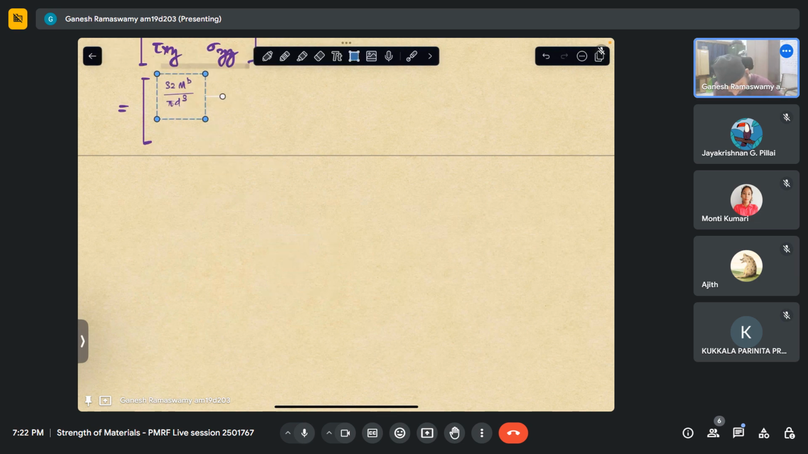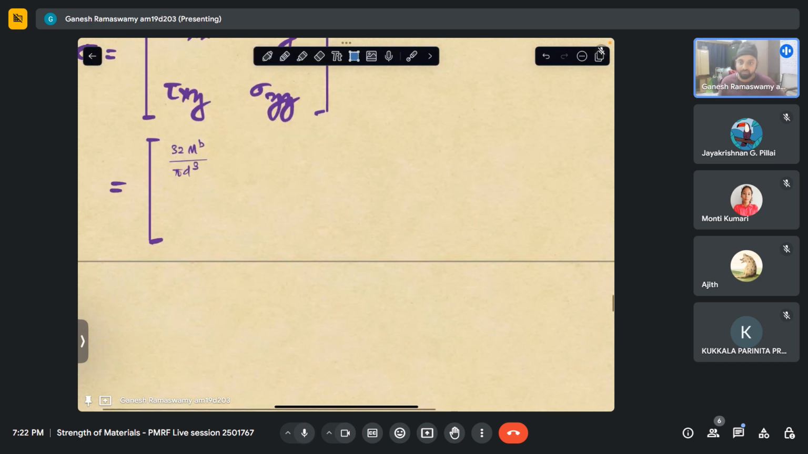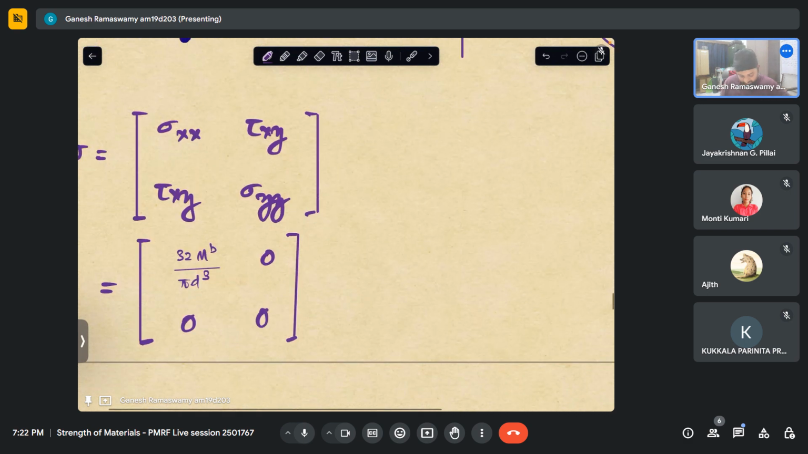So this is my actual stress tensor here. This is 32 MB by pi d cube. That sits at xx. And then by virtue of that being a free surface, I don't have any shear and I don't have any sigma yy as well. So this is also 0. So this is the stress tensor in the xy coordinate at this point for this problem.